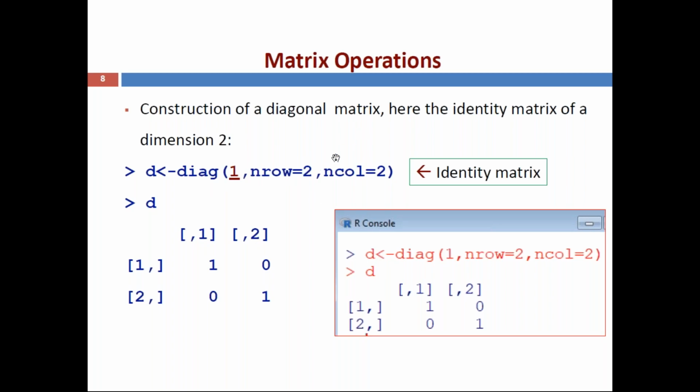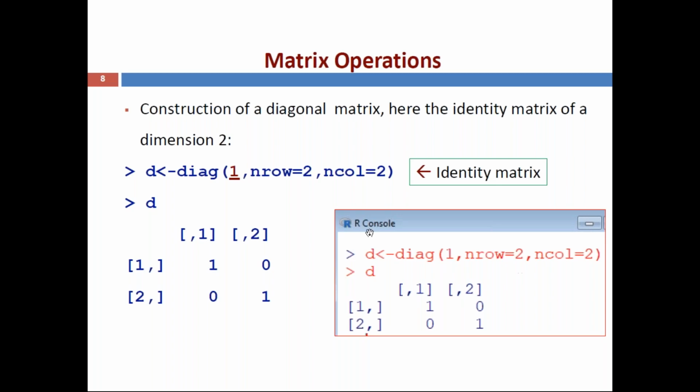Then dimension 2 means 2 by 2. Number of rows equal to 2, nrow equal to 2. The number of columns equal to 2, comma ncol equal to 2. Then you can call D, and the diagonal matrix is created with diagonal element as 1, which is called an identity matrix. Like that, you can create a diagonal matrix using R.